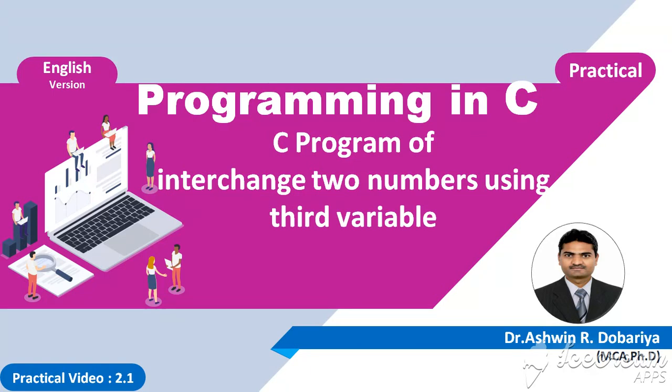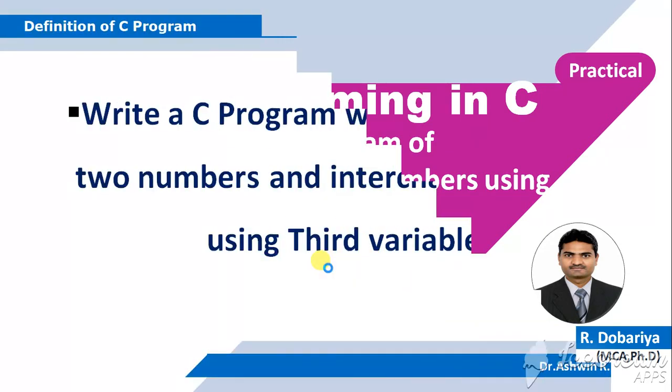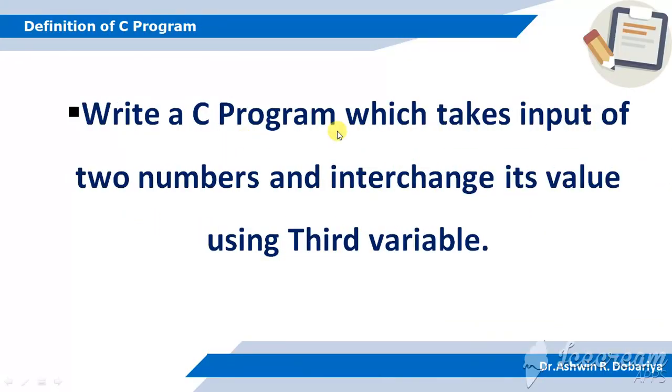In this video we will discuss the first C program, that is interchange two numbers using a third variable. Interchange means swapping, right? Whenever we give two numbers as input to our program, how can we swap these values using a third variable? In the next video we'll see how we can do the same program without using a third variable. So let's see the definition of this program: write a C program which takes input of two numbers and interchanges their values using a third variable.